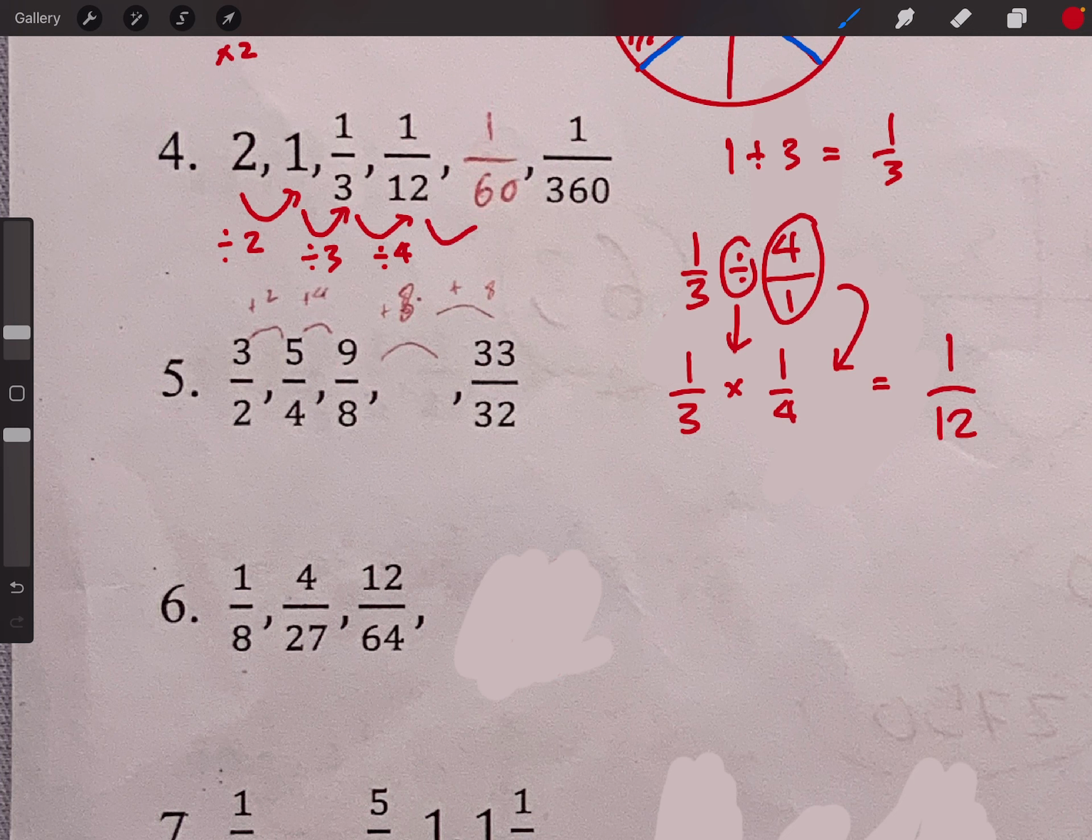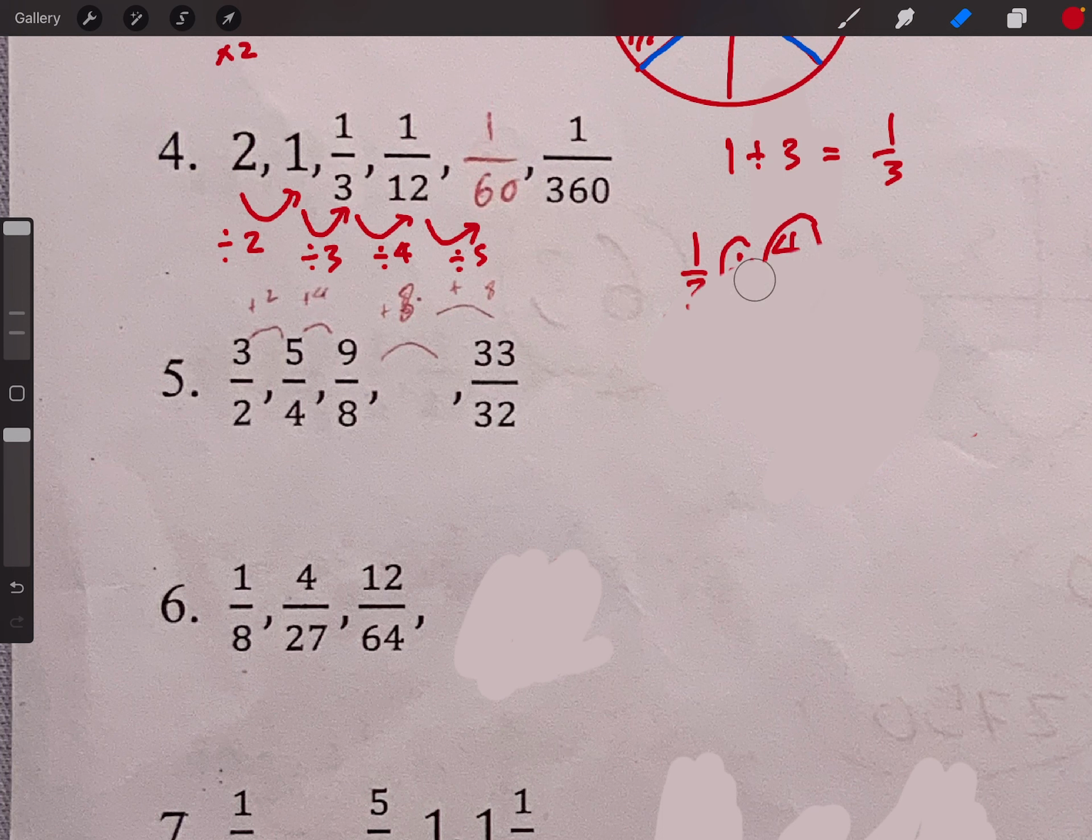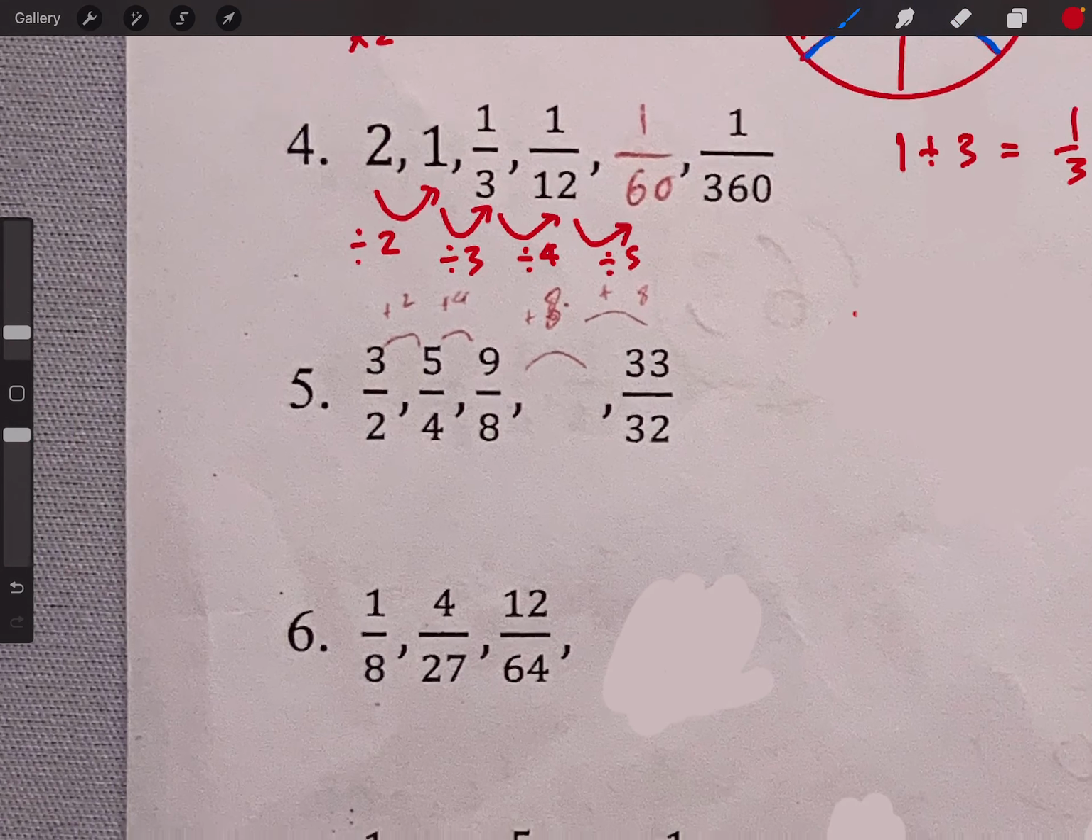So next one, obviously we divide it by 5. So 1/12 divided by 5 over 1, meaning 1/12 times it by 1/5, and that gives you 1/60. So the answer should be 1/60. Okay, just gonna rub this out. Okay. Next one, so that one, question 4 is 1/60.